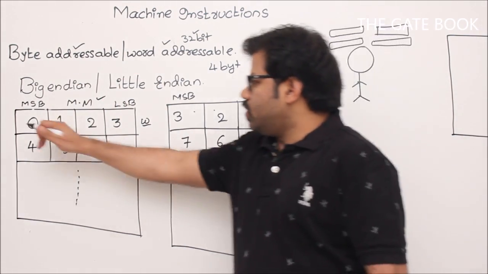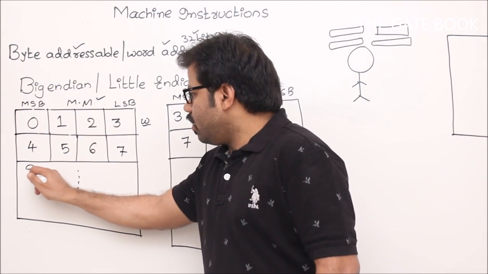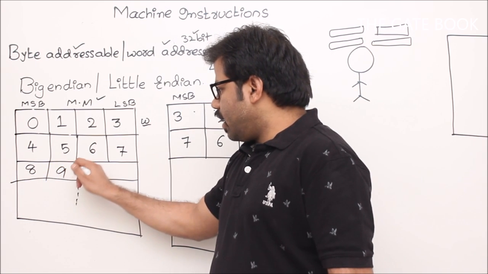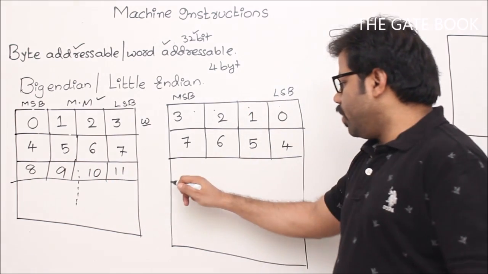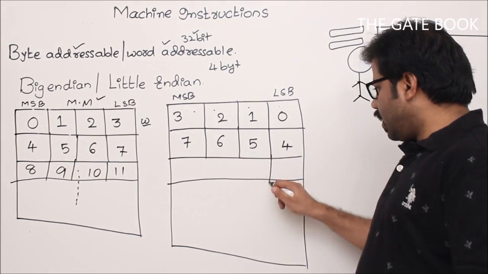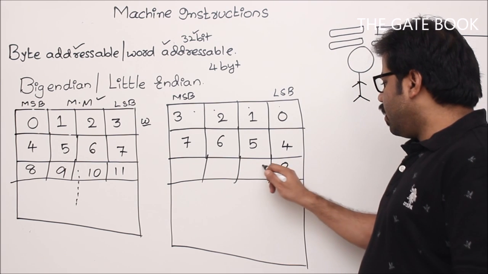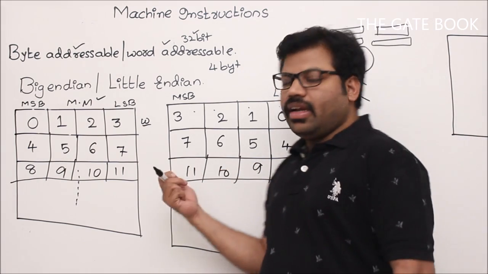Now see here, 0, 1, 2, 3, then 4, 5, 6, 7. Then the third byte will be numbered like this: 8. The second byte is 9, third byte 10, 11, in that way. Here, the next word will be numbered like this. It contains 4 bytes. Then that would be 8, 9, 10, 11. This is the difference between big endian and little endian.